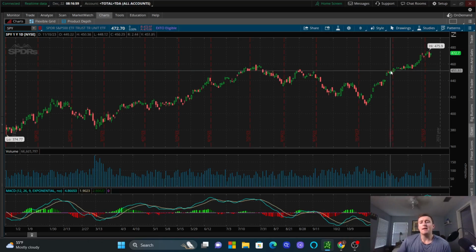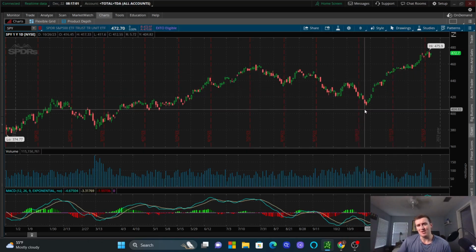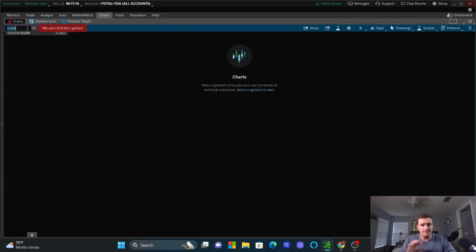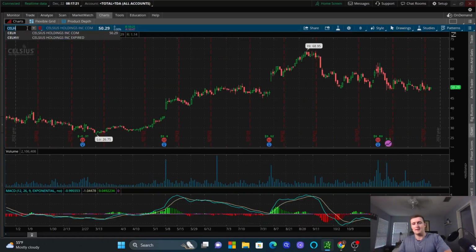So, what can we do knowing this information now? Let's look at a different chart. This works for almost any tool. So if we go to, let me think of a good one. Give me 2 seconds. Let's look at Celsius. CELH. Alright, so Celsius.